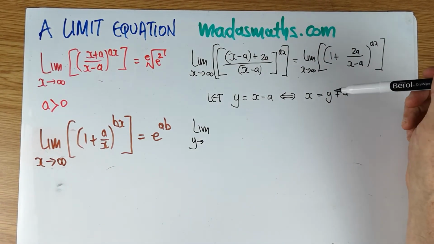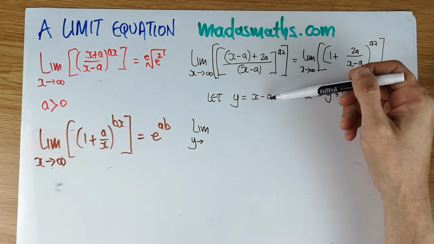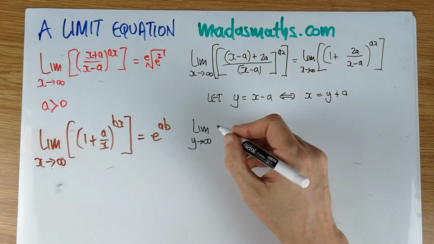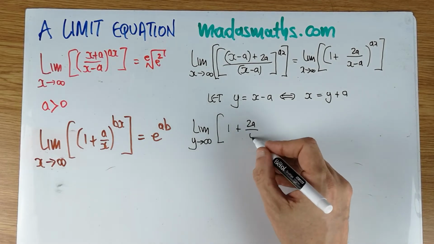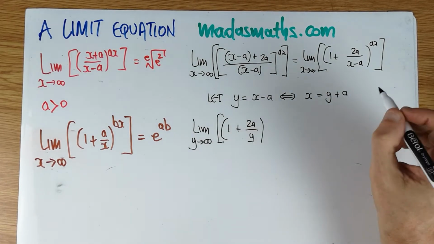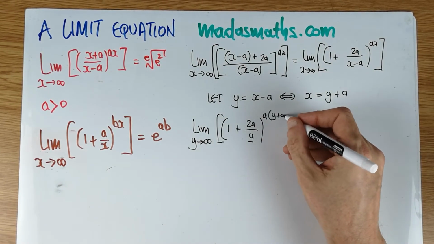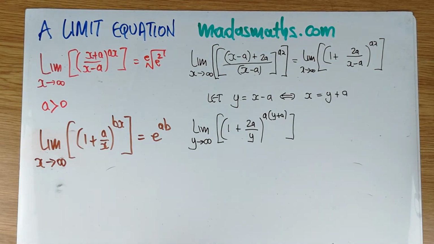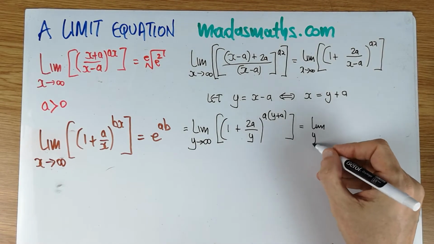If x goes to infinity, looking at this line here, if that is infinite and we're subtracting a finite quantity such as a, y will be infinite. So that will also be y tends to infinity. And that's going to be 1 plus 2a over y. Now the a will stay as it is, but the x will become y plus a. That doesn't look pretty, does it? Hopefully I haven't made any mistake. I hope I'm not going the wrong way with this question.